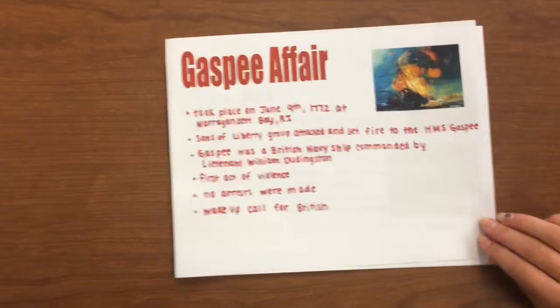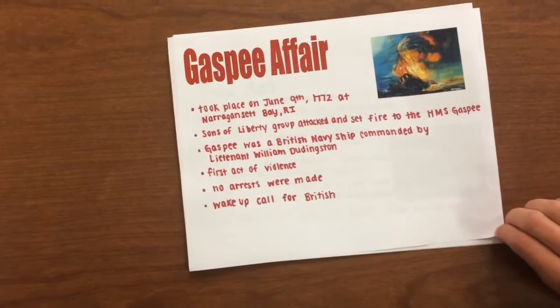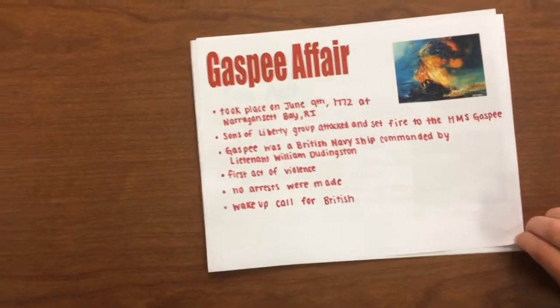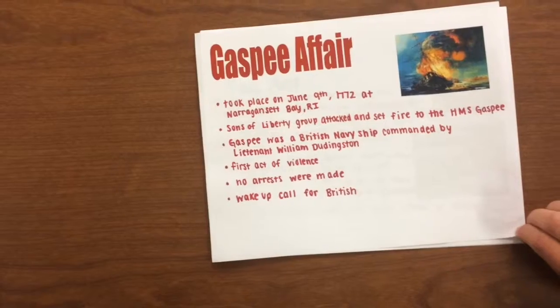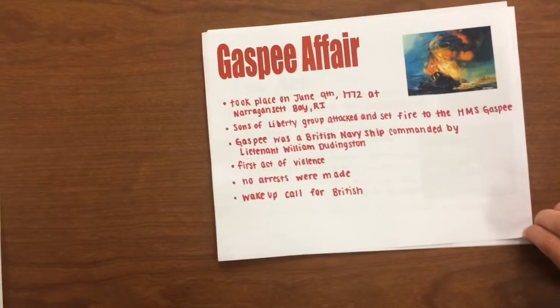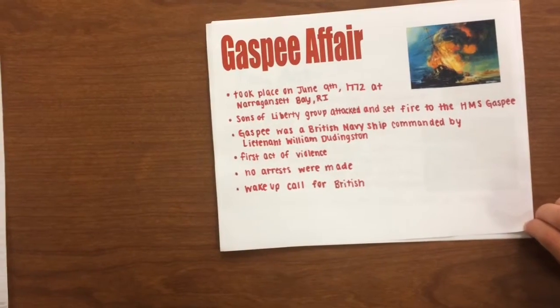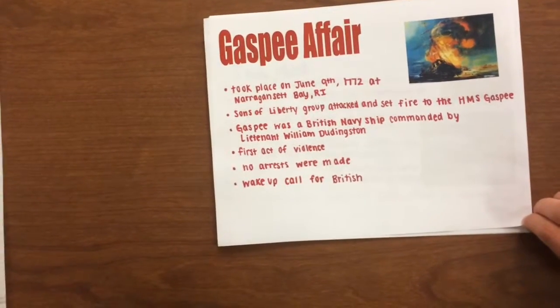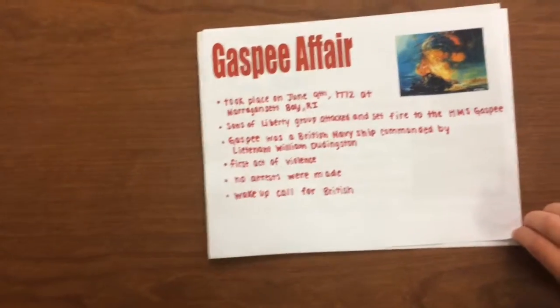The Gaspee Affair. This took place on June 9, 1772, at Narragansett Bay, Rhode Island. The Sons of Liberty attacked and set fire to the HMS Gaspee. The Gaspee was a British Navy ship commanded by Lieutenant William Duddingston. This was the first act of violence against the British. Even though no arrests were made, the threats did alarm the colonists. This was a wake-up call for the British that the colonies were unhappy.